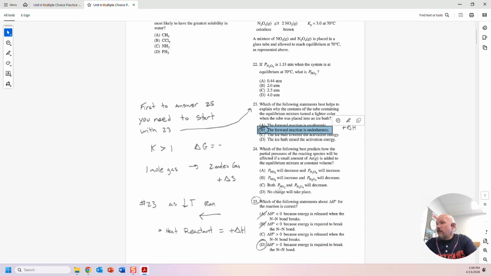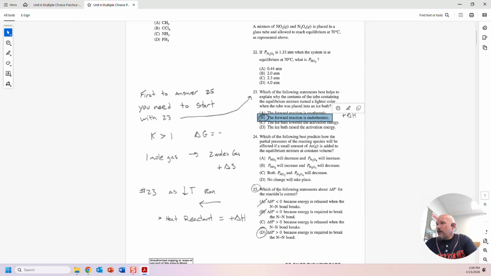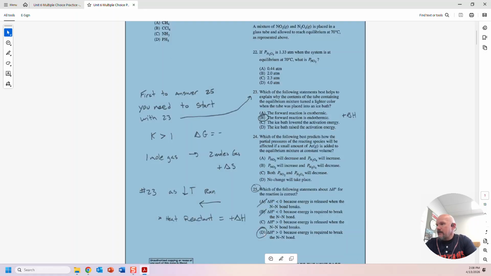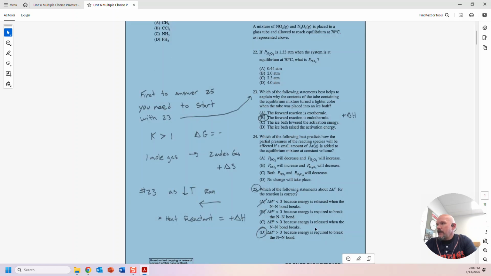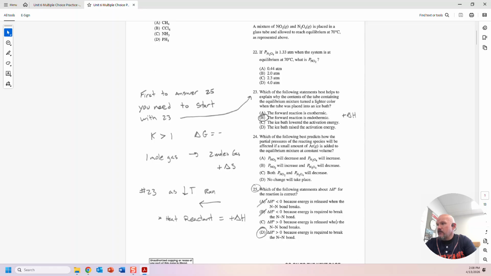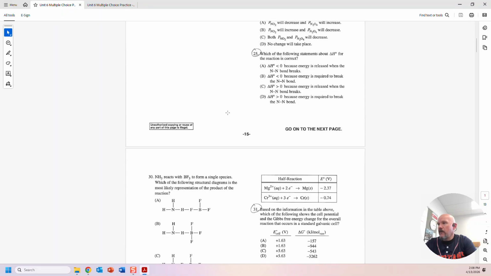So now we know it's endothermic. So if we go to number 25, it's asking what's true about the delta H? Well, we can cancel out choice A and choice B because they're saying delta H is negative, less than 0. Well, it's got to be C or D because we know delta H is positive. It's greater than 0. Okay. And then which one of these is a true statement? Delta H is positive because energy is released when the N-N bond breaks. No, breaking bonds absorbs energy. So obviously the answer is D. Okay. All right, let's move on to another one.